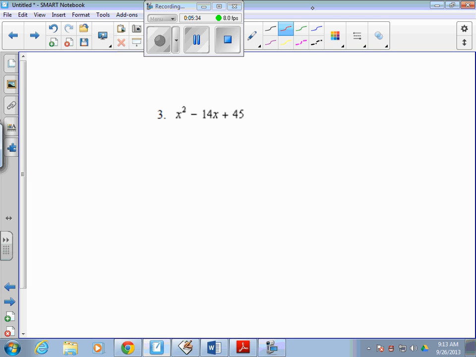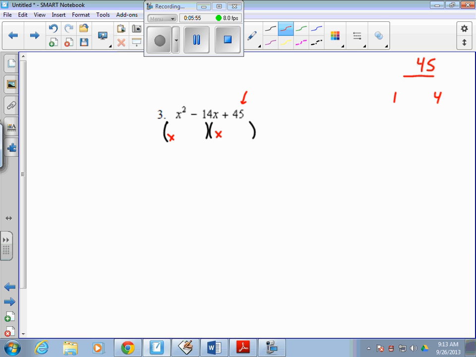Okay, number 3 says x squared minus 14x plus 45. We got a couple more factors of this one. But you open up 2 sets of parentheses again. In order to get x squared, you have to multiply x times x. So we start there. Then you list the factors of 45 because that's the constant term in your trinomial.